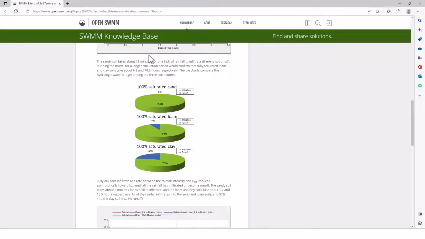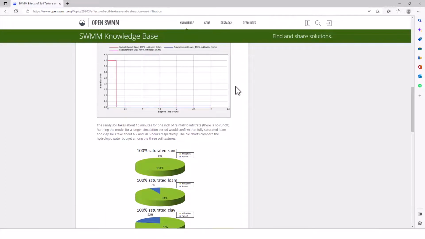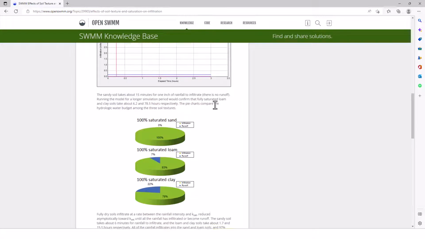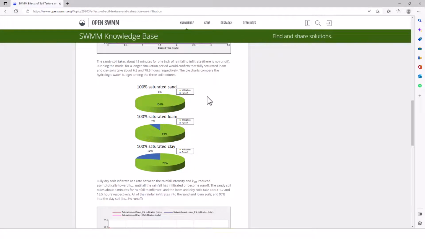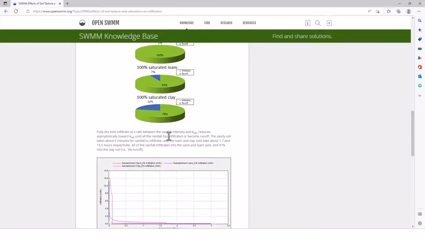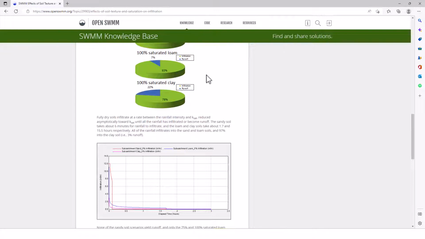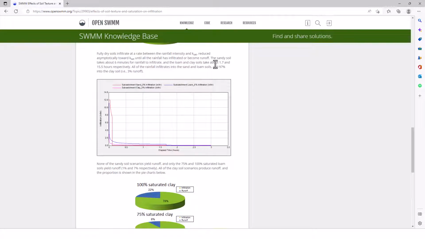The sandy soil takes about 15 minutes for 1 inch of rainfall to infiltrate. There is no runoff. Running the model for a longer simulation period would confirm that fully saturated loam and clay soils take about 6.2 and 78.5 hours respectively. The pie charts seen below compare the hydrologic water budget among the 3 soil textures. So 100% saturated sand is almost all infiltration, no runoff. 100% saturated loam is a bit of runoff, but mostly infiltration, and then saturated clay has much more runoff and a lot less infiltration, obviously because of the structure of the clay soil.